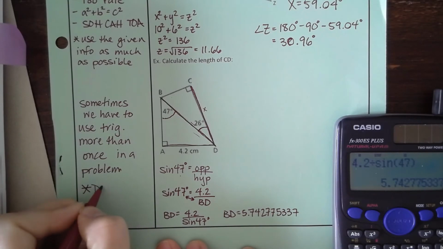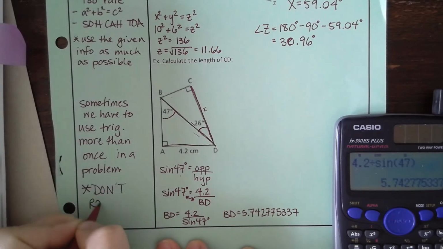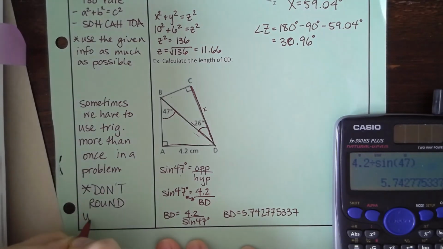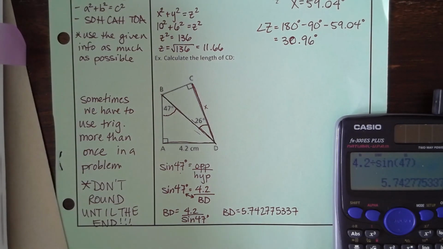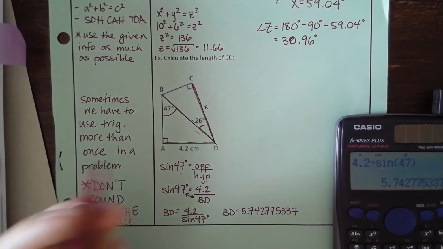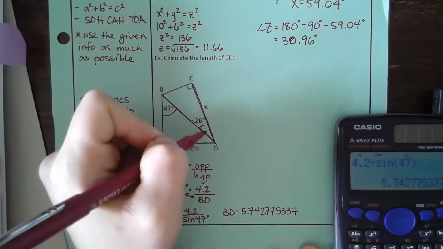Okay, and I know that's a very long number, but remember we'll write this down in our notes, it's really important. Don't round until the end. Okay, otherwise you'll get a rounding error, or you have a very strong possibility of getting a rounding error. Okay, so because it's a big long number, I'm just going to keep it in my calculator. Okay, and then we'll see how we're going to use this number here in our second calculation.